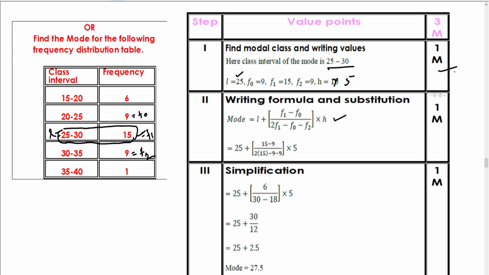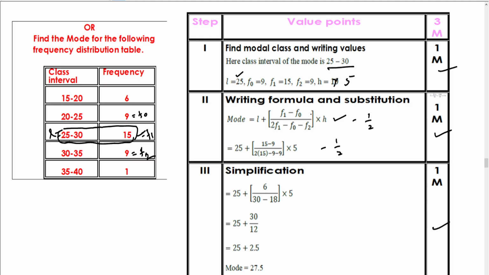Now, for this you will get 1 mark for writing the formula and substitution. Check whether the formula you have written is correct. Then carefully substitute. For substitution you will get 1 mark. Simplification you will get 1 mark. Let us see. L is equal to 25. F1 is equal to 15. Write the formula first. For writing the correct formula, you will get half a mark.